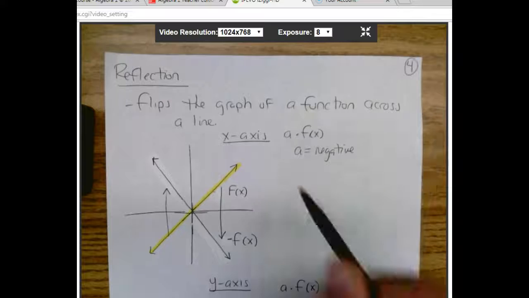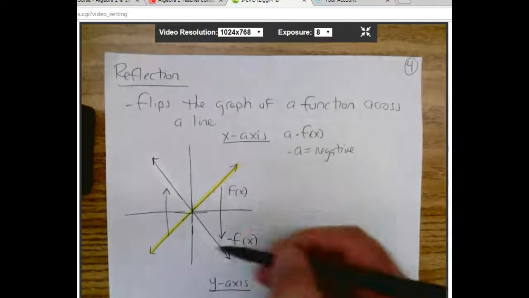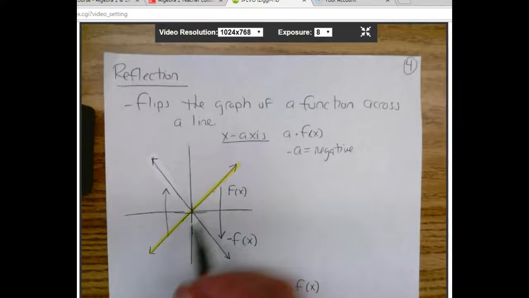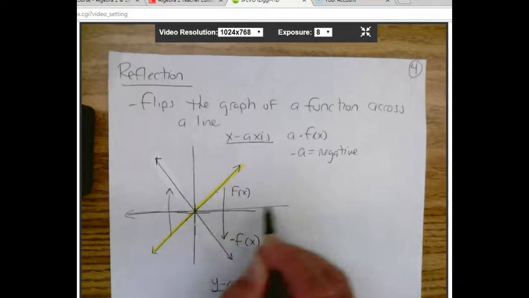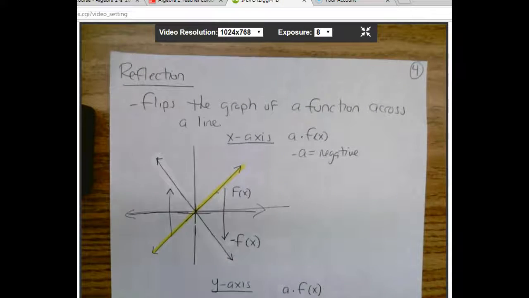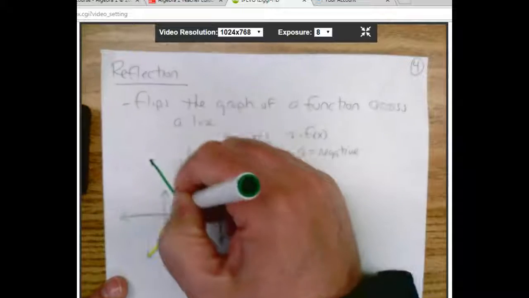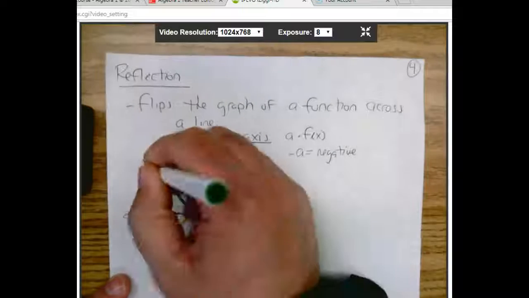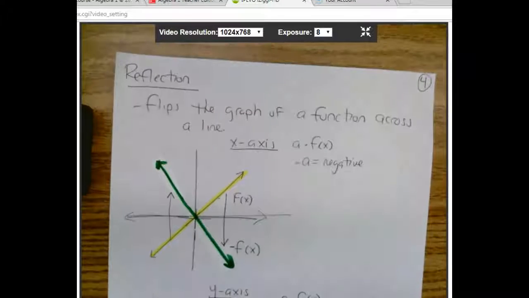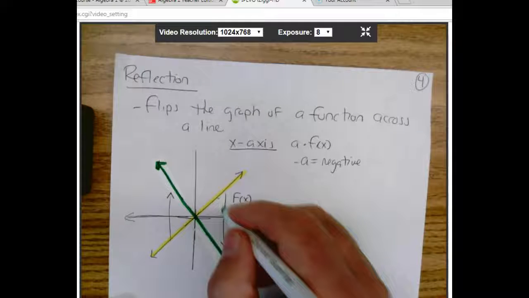When that number is negative, that's going to be a flipping on the x-axis. So we're worried about this. This is where we're flipping it on this axis. So this becomes flipped, and the new equation is right here. Okay? So it's flipped this way.